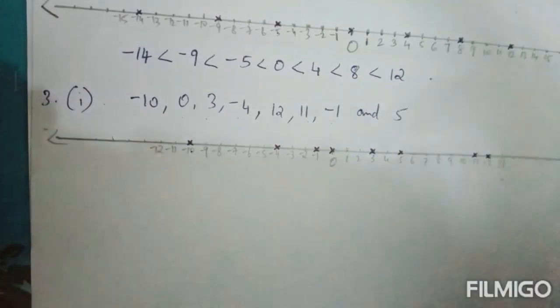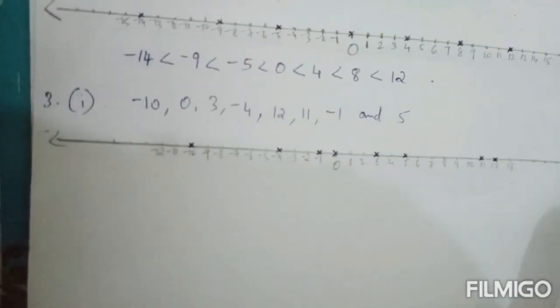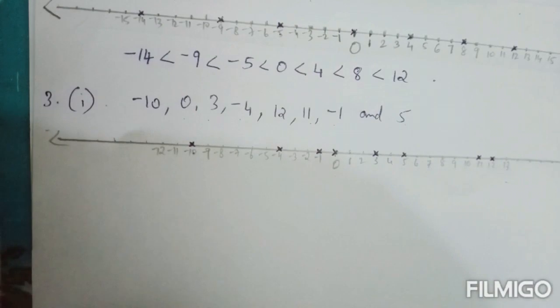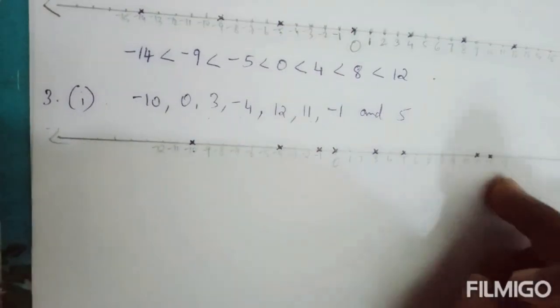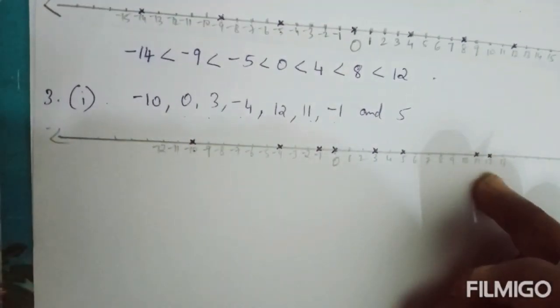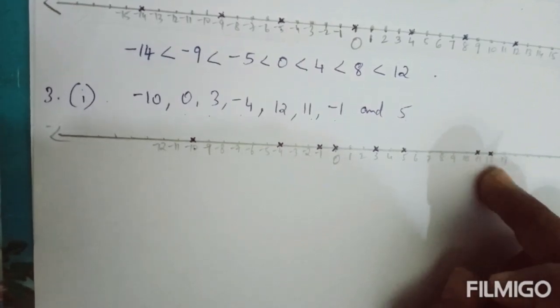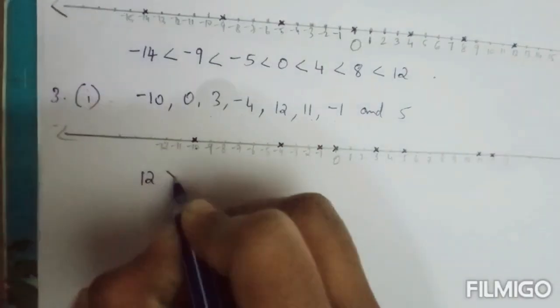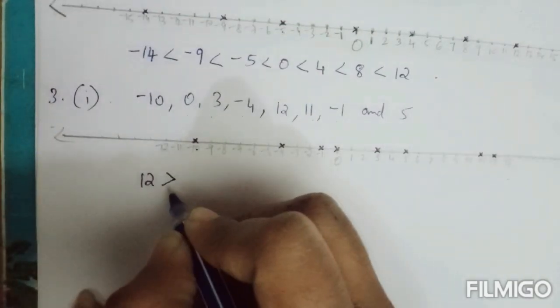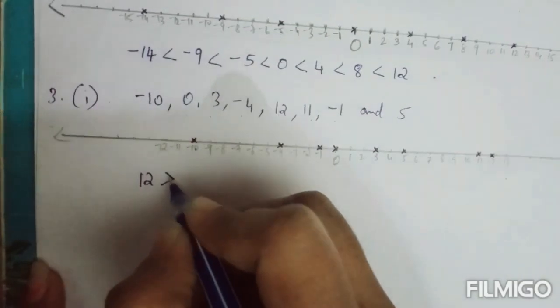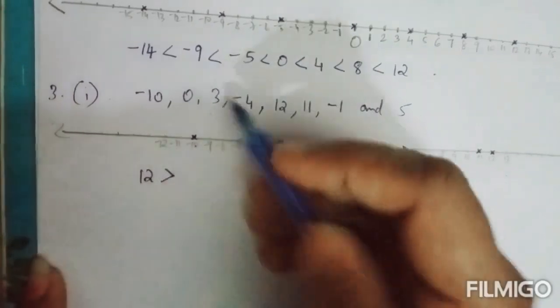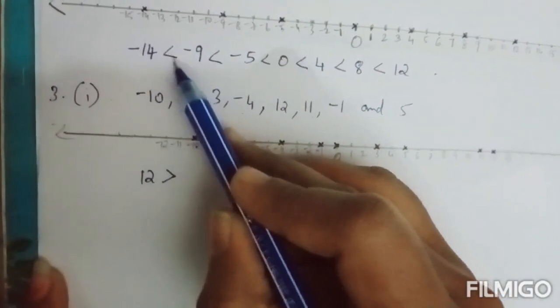Now you have to arrange this in descending order. Descending order means from the largest number you have to arrange from the largest number to smallest number. Okay, so here largest number it is 12. You can see in this number line 12. You can start from the right end. So 12 greater than, use greater than symbol. Okay, while arranging in descending order use greater than symbol. While arranging in ascending order use less than symbol.